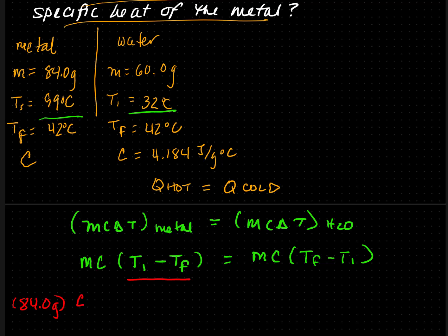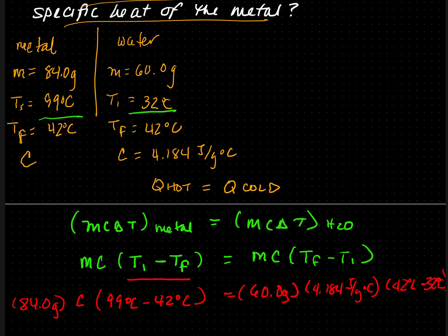My C is what we're looking for. My T initial for the metal is 99 degrees Celsius minus 42 degrees Celsius. This is equal to my mass, which is 60 for the water. The C for the water is 4.184 joules per gram degrees Celsius. My T final is 42 degrees Celsius minus 32 degrees Celsius.